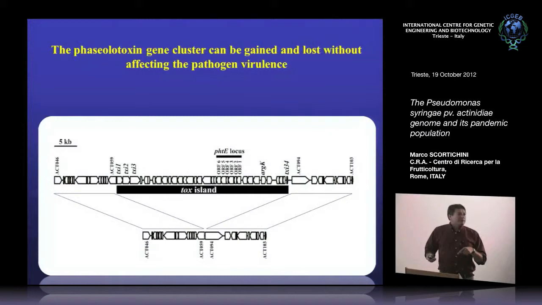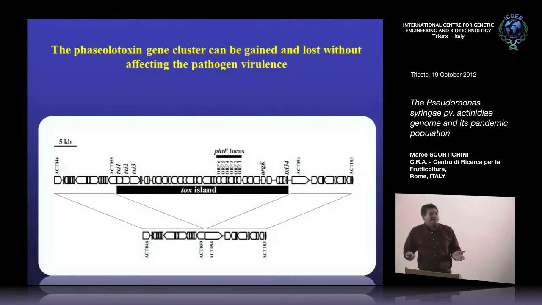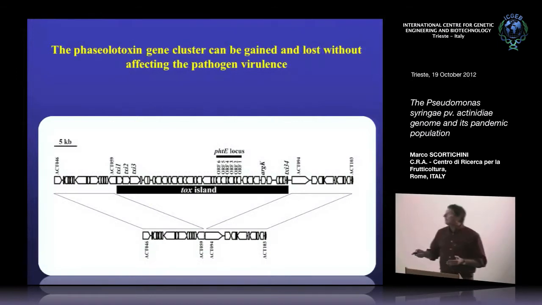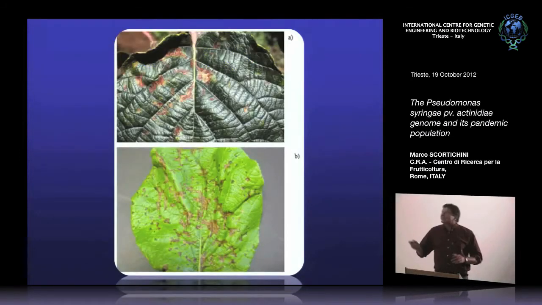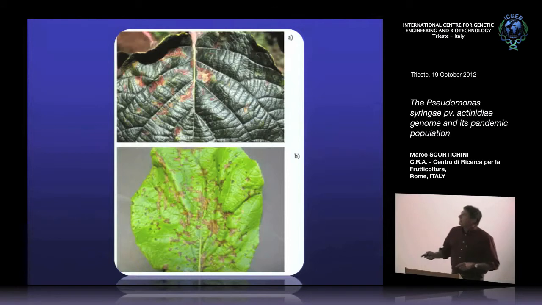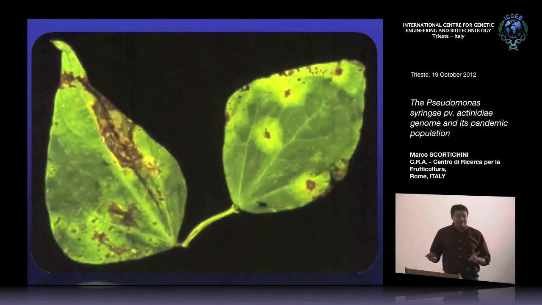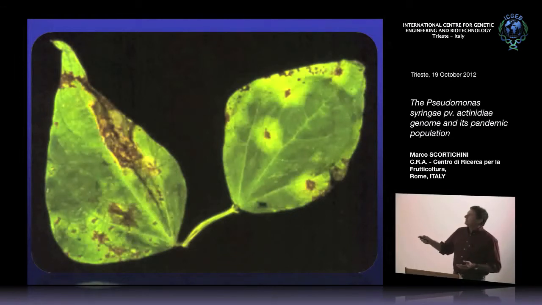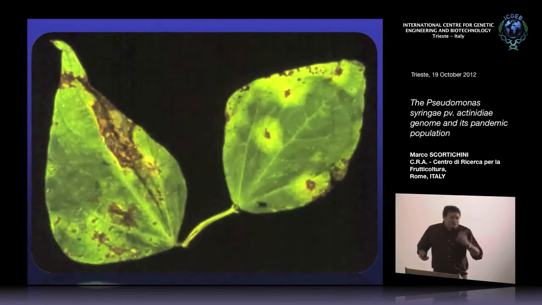We found that the new strain, the new pandemic strain, does not have the phaseolotoxin. This is the gene cluster. It just lost the tox island. So this is a real example of gain and loss. In fact, if you pay attention, in this case, phaseolotoxin induces chlorotic halos. In terms of pathogenicity jargon, this is a chlorotic, yellowish area surrounding the necrotic spot. You don't find these chlorotic areas in the leaf colonized by the new pathogen. And this is the classical phaseolotoxin effect in the bean leaf. You see the necrosis with very evident chlorotic halos. But this is just an example.